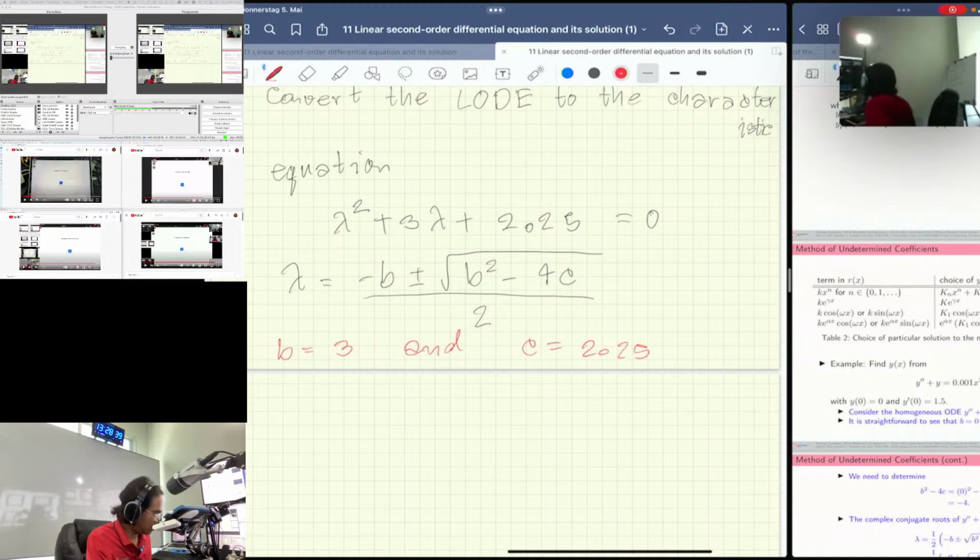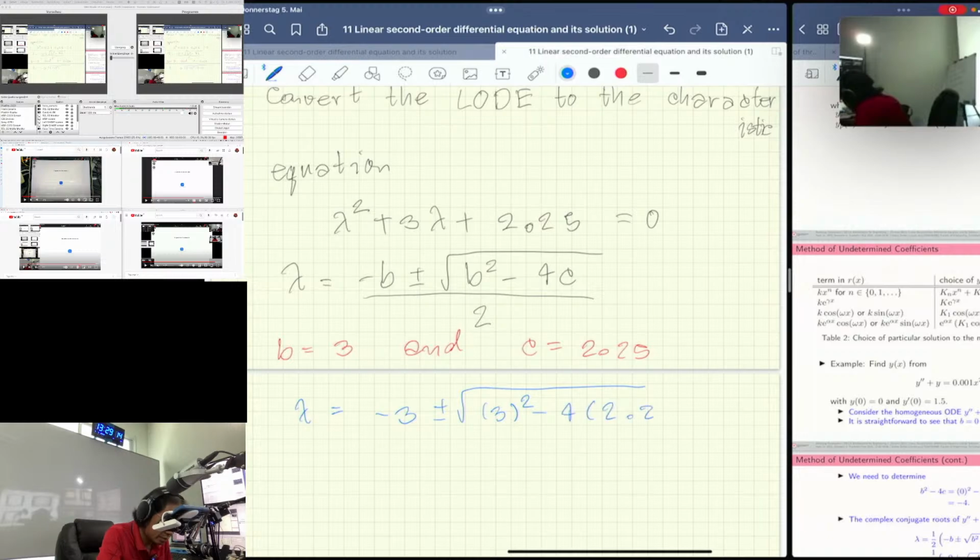Okay, 2.25. Okay, and next one is that we will substitute it into the lambda equation. Lambda will be minus b, so minus 3 plus or minus square root of b square, which is 3 square, minus 4 and c, all right, and divided by 2.